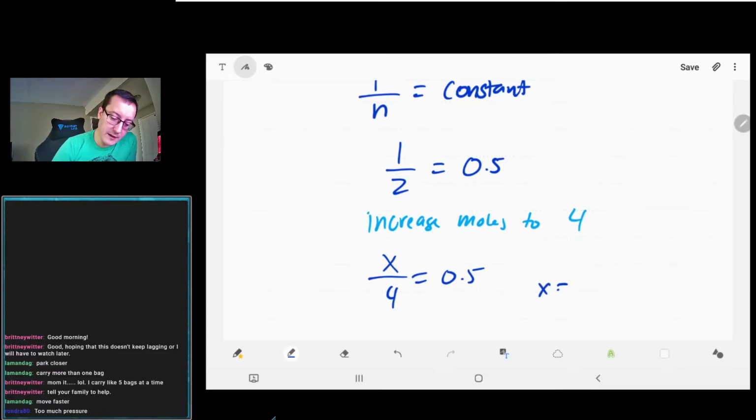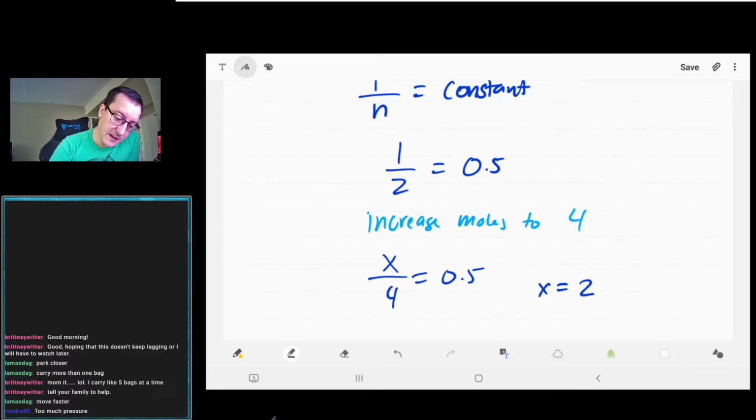So if we solve this, x is 2, right? It used to be 1, now it's 2. Moles used to be 2, now it's 4. They've both gone up proportionally. So, this is just like some random numbers. We're not ever going to use this equation as it is, but that's how we would. So whatever the constant happens to be, that's what you would do.